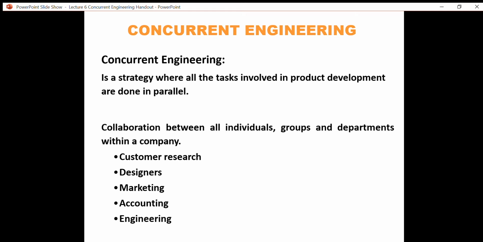Concurrent engineering is a strategy where all the tasks involved in the product development are done in parallel, in collaboration with all individuals inside the department or company. This consists of customer research, designers, marketing, accounting, engineering, and all of these can give input to the improvement and development. So they will be done concurrently, in parallel, by involving all these members.